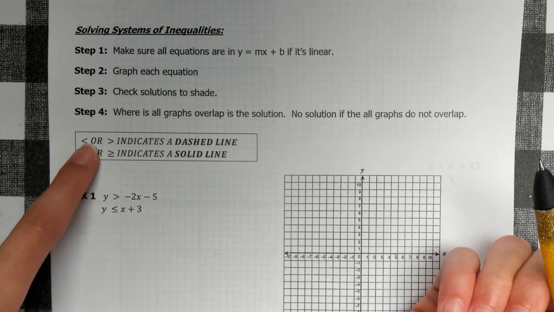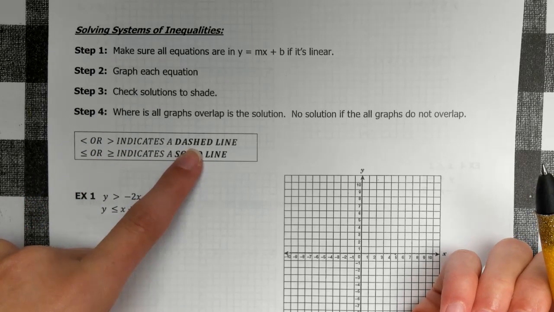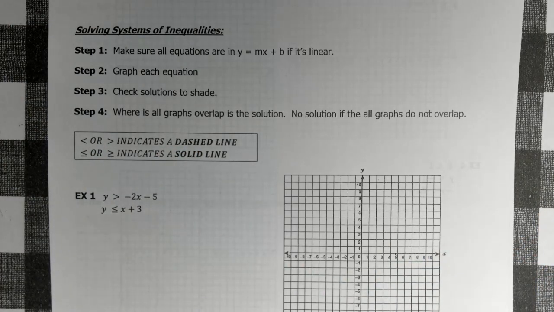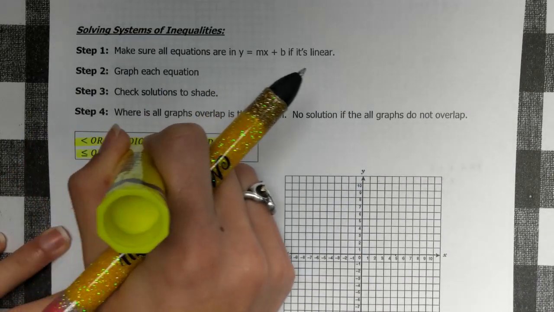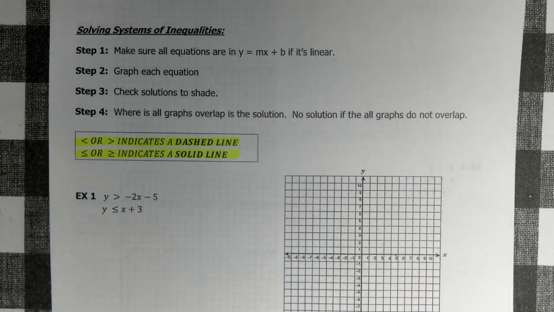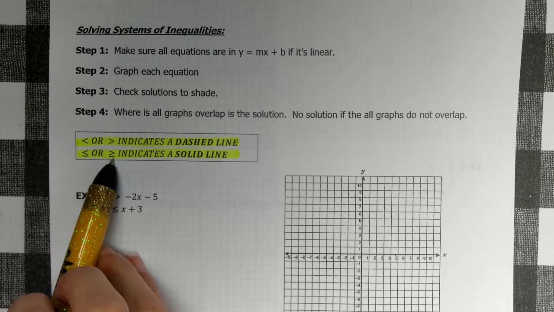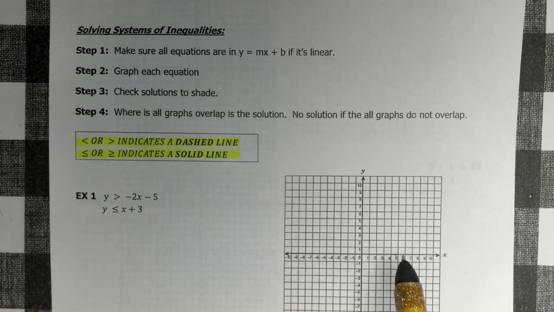If it is not equal to, you're going to have a dashed line. Hopefully you remember this from Algebra 1. If it is equal to, so less than or equal to or greater than or equal to, you're going to have a solid line. What I say is, if you have a line underneath your inequality, you have a line on your graph. Otherwise, it's dashed.